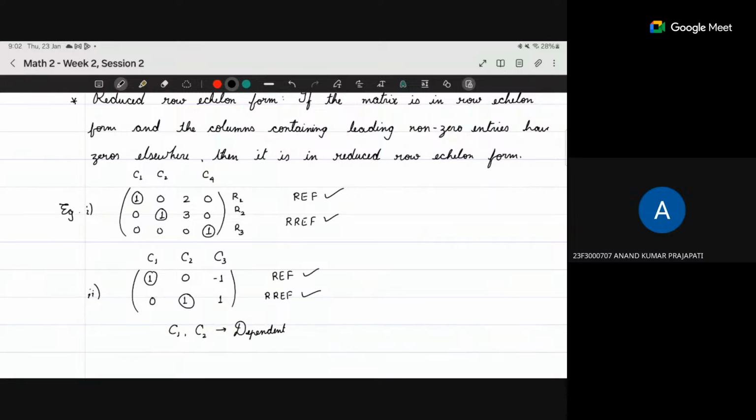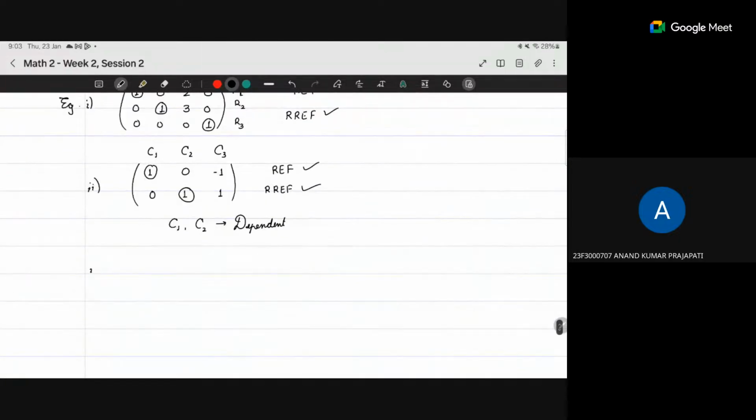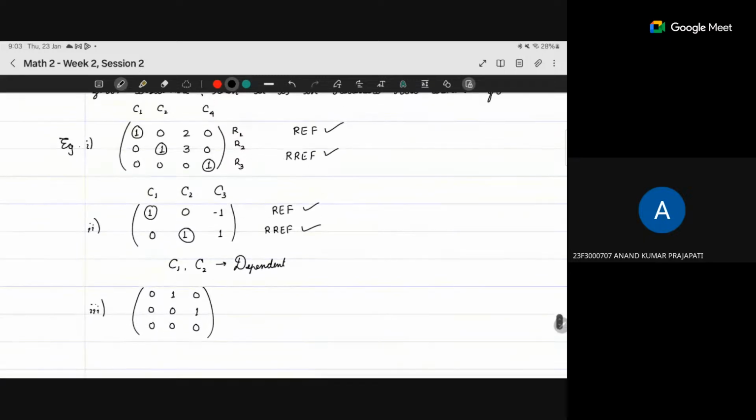In the second example, you have again the circled ones as the leading entries, and those correspond to column 1 and column 2. Let's take another example. 0, 0, 0, 1, 0, 0, 1, 0, 0. This is not a good example, but okay. Let's see if this is REF or RREF. Both, right?